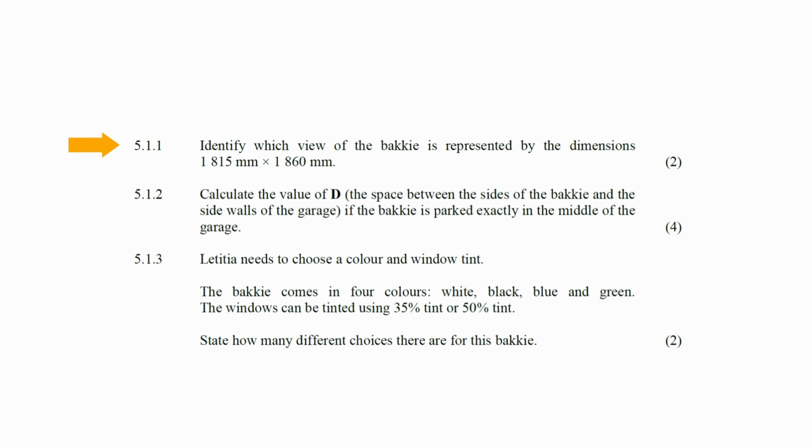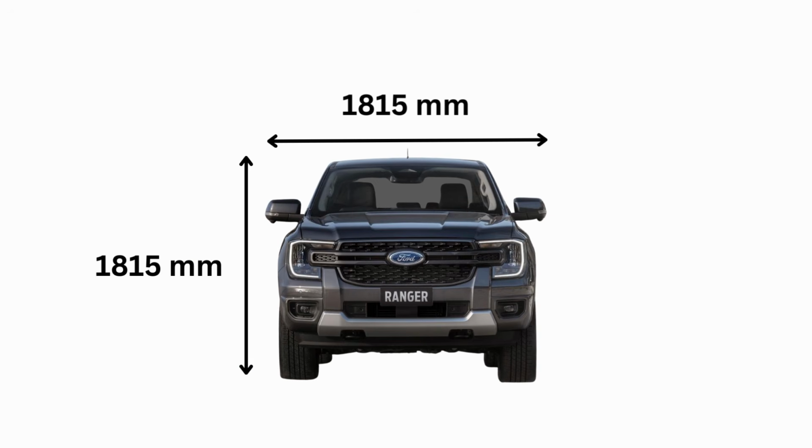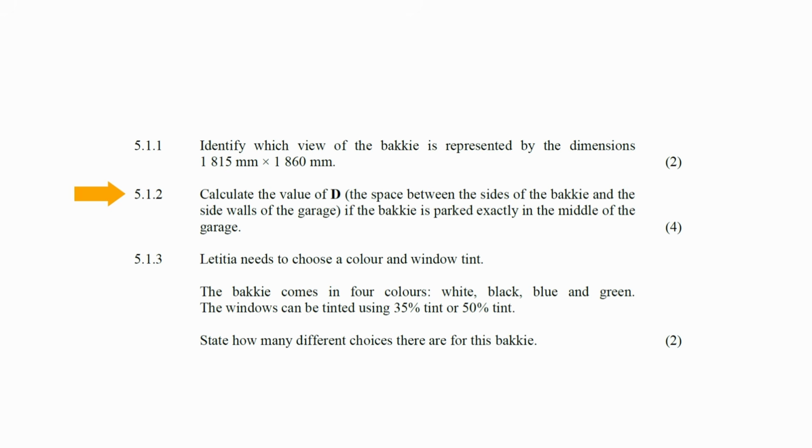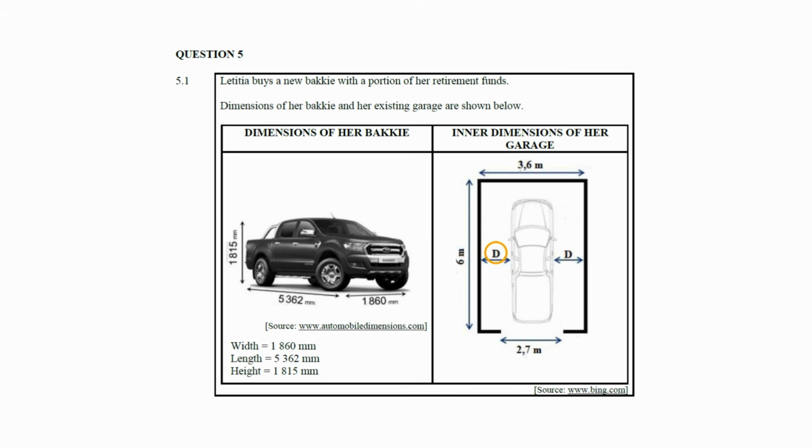These dimensions are the height and the width of the bakkie. The view that is represented by these dimensions is the front view. In question 5.1.2, you are instructed to calculate the value of D, which is the space between the sides of the bakkie and the sides of the wall of the garage if the bakkie is parked exactly in the middle of the garage. The value of D is equal to the difference between the width of the garage and the width of the bakkie divided by 2.